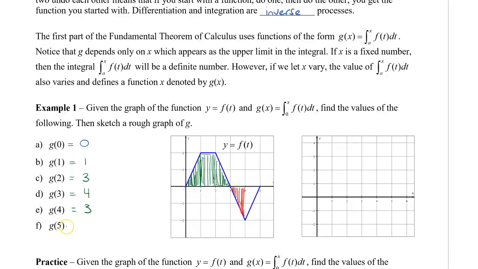Okay, the last area is g of 5, which is from 0 to 5. So we're going to go from 0 all the way to 5. We have all of this green area, and we need to take away all of this red area. So we're taking away another 1 from what we had before, and our area was 3, so now it is going to be 2. So we're going to plot these values. When x is 0, we get 0, 1 is 1, 2 is 3, and so on.